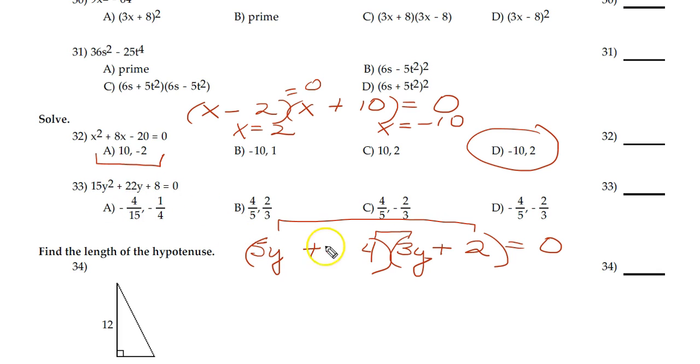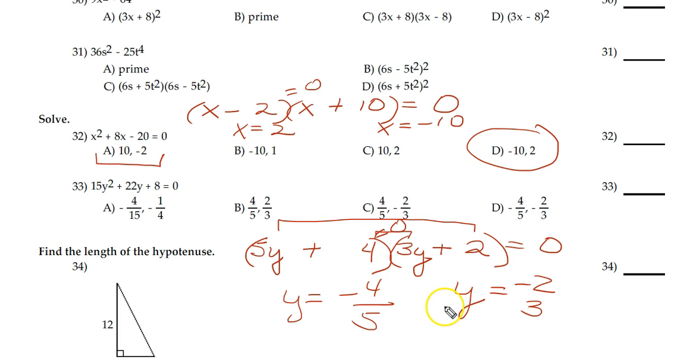And they're all positive, so no problems with the signs. But now I have to equate each of these to 0. This one's already. So I'm going to transpose the 4. That becomes a negative 4 divided by 5. So there's one answer from this one. Transpose the 2. That becomes a negative 2 divided by 3. So those are my answers. So a negative 4/5 and a negative 2/3 are D.